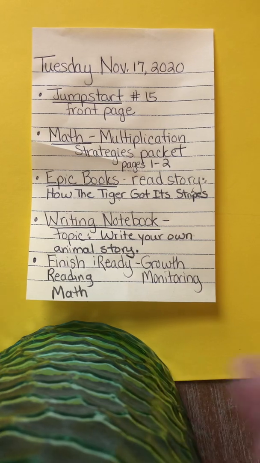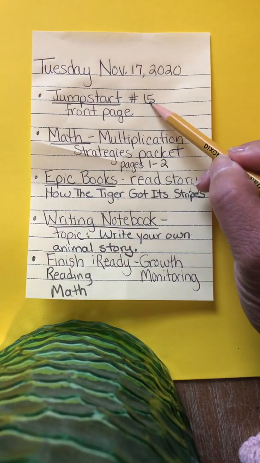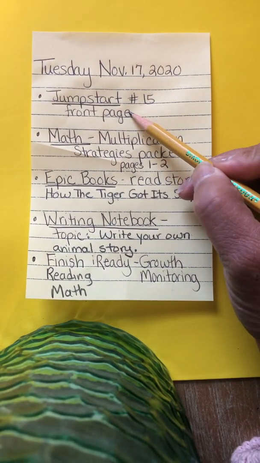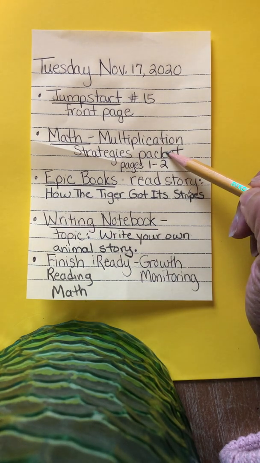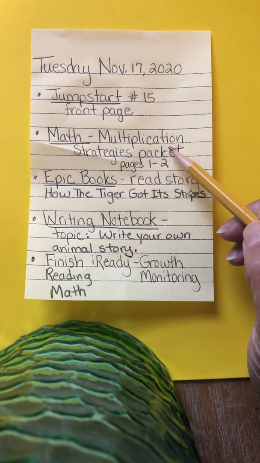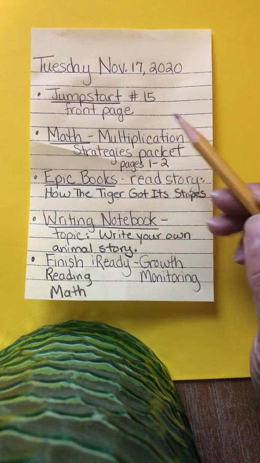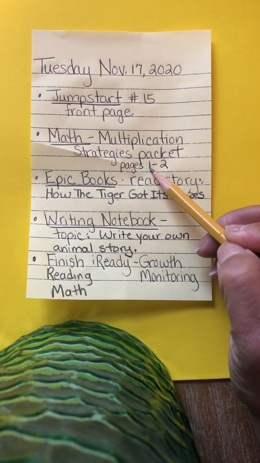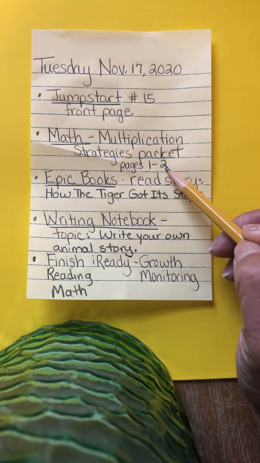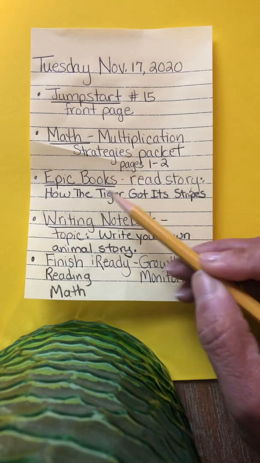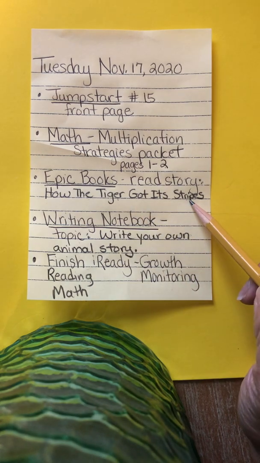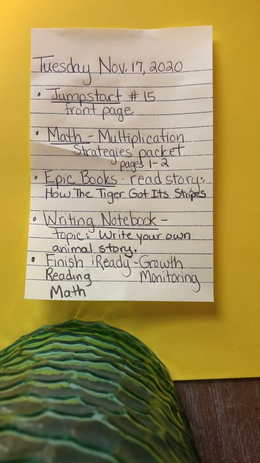Again, it's all here on this paper. You have to do Jumpstart 15, just the front page. Math is for Mrs. Graham's class and my class. You're doing this multiplication strategies packet. You're only doing strategy 1 and strategy 2. That's it. Epic Books, I want you to read the story, How the Tiger Got Its Stripes. It's just a folk tale explaining how the tiger got its stripes. It's not a real story.